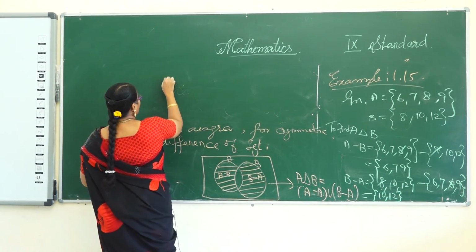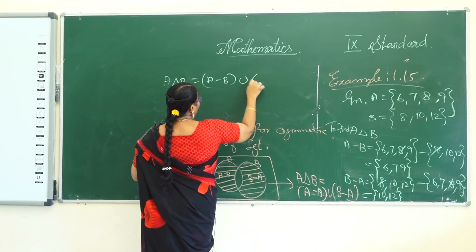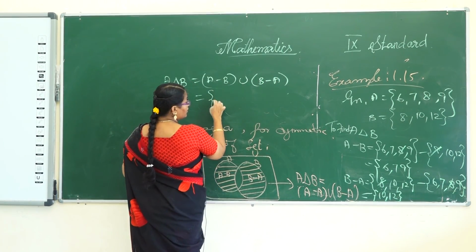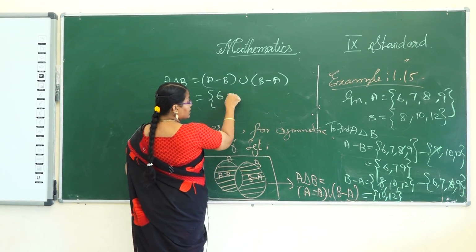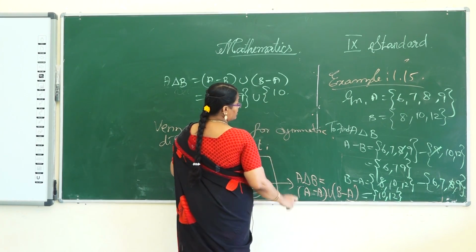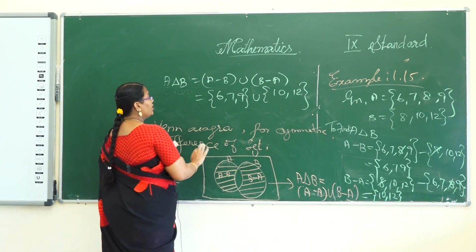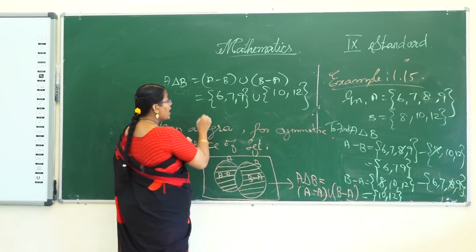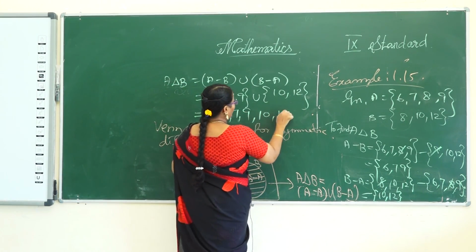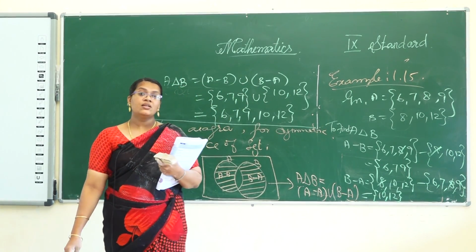So by the symmetric difference formula, A symmetric difference B is equal to A minus B union B minus A. So the A minus B value is the set of elements 6, 7, 9, union B minus A, which is 10 and 12. Now join all the elements in sets A minus B and B minus A. So 6, 7, 9, 10, 12. I hope you all understand today's concepts. Thank you, students.